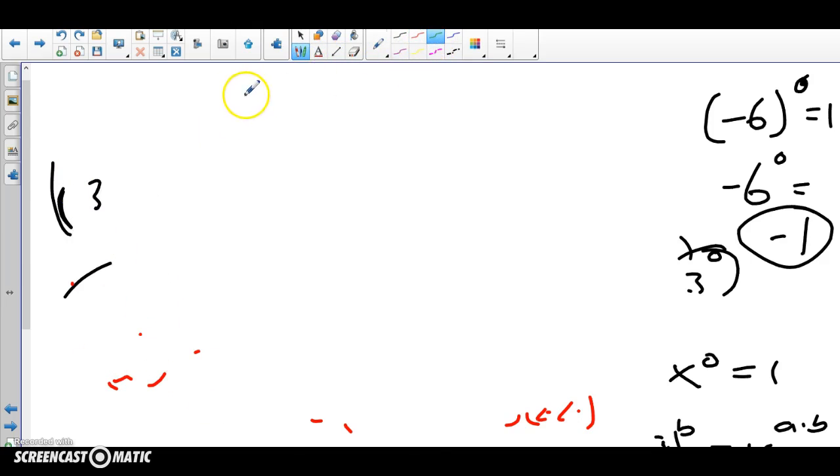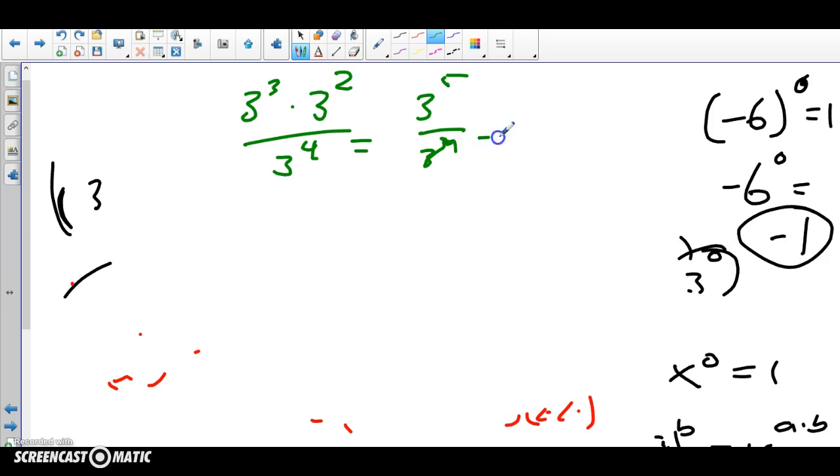If I have something like this, 3 cubed times 3 squared all over 3 to the 4. Okay, this says multiply, so that's 3 multiplying, which means I add the exponents. So 3 plus 2 is 5, and then I'm still over 3 to the 4. It's dividing, so now I subtract, so 5 subtract 4 is 1, and then I evaluate it as 3.